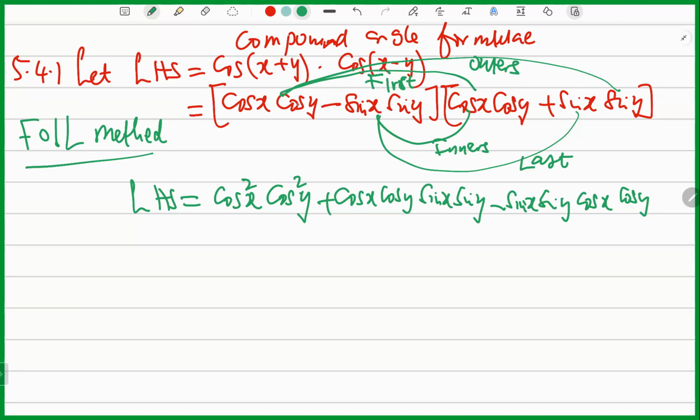Yes. So you multiply this with that. I did the outers, then I did the inners, like that. And then the last. The last would be these ones, which is sine squared x, sine squared y.